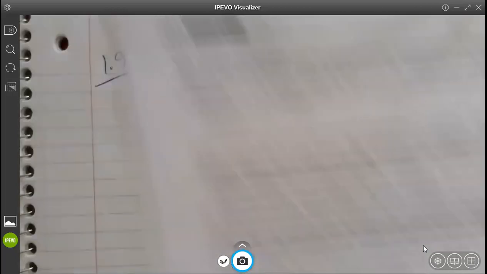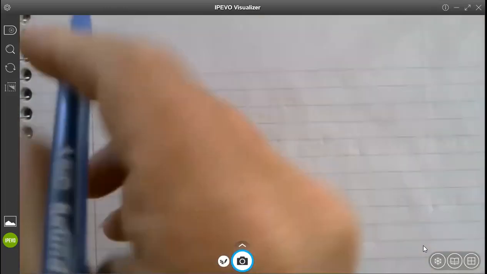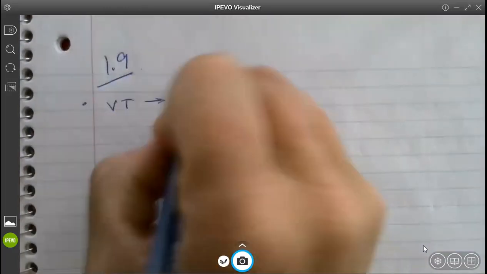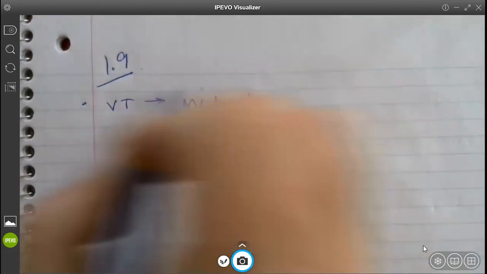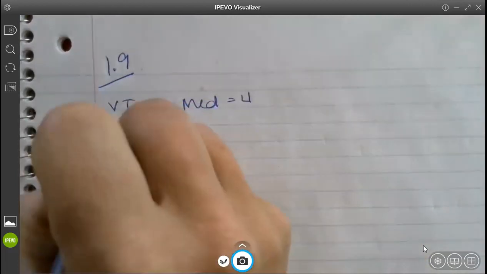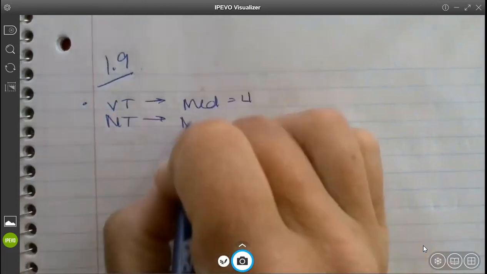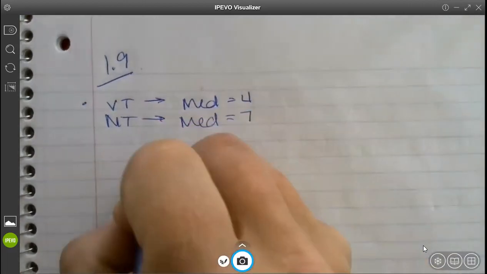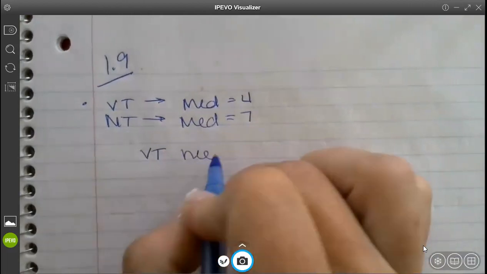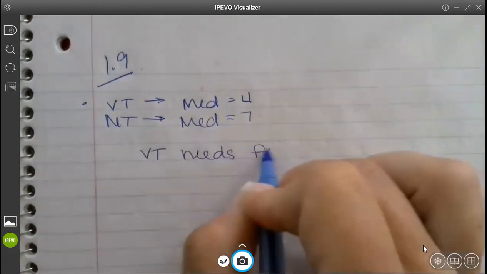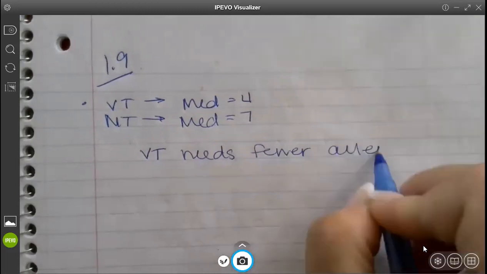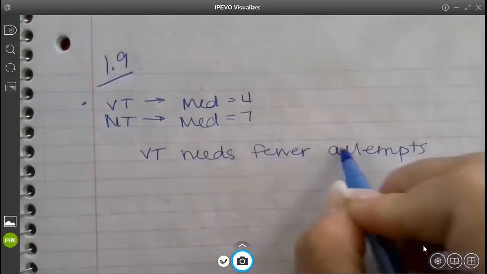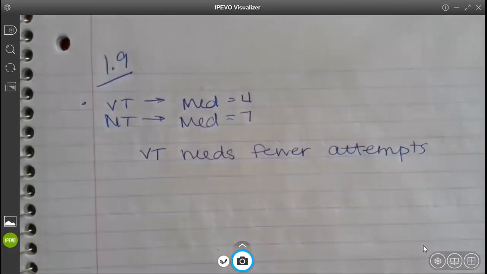Let me explain to you how the scoring works, okay? So let me go ahead and write this down. The visualized training has a median equal to 4, and the not training has a median of 7. So what did you say? Fewer attempts, right? Perfect. That is the correct answer, 100%. Let me tell you exactly what it says.